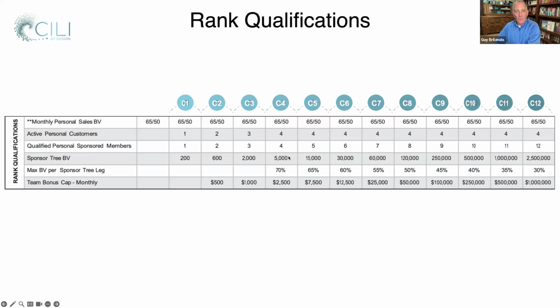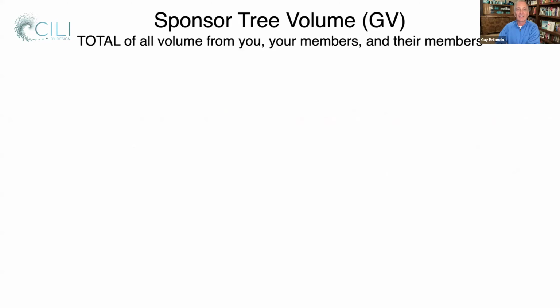70% at C4, 5,000 volume. 70% of 5,000 is 3,500, which means out of one of your sponsor tree legs or columns or lines, however you want to look at it, the max that could come out of one of those is 3,500 in volume. That means out of the other sponsor tree legs, you have to have an accumulation of the other 1,500 to equal 5,000. All right, so let's dive into this a little deeper.